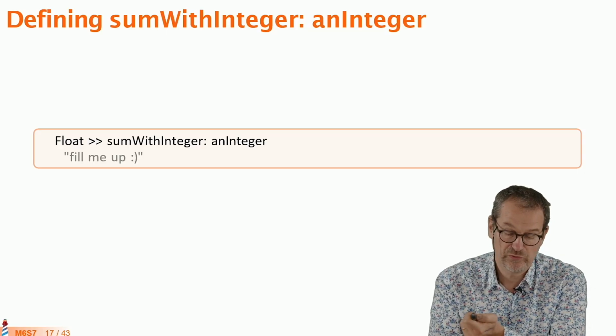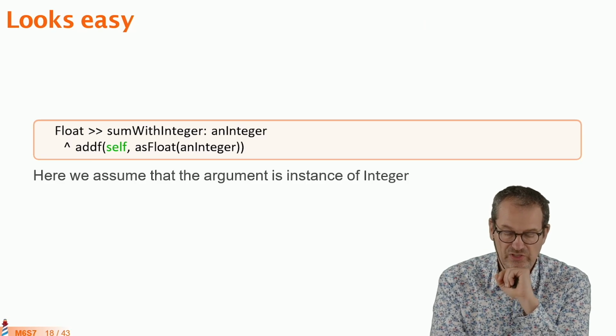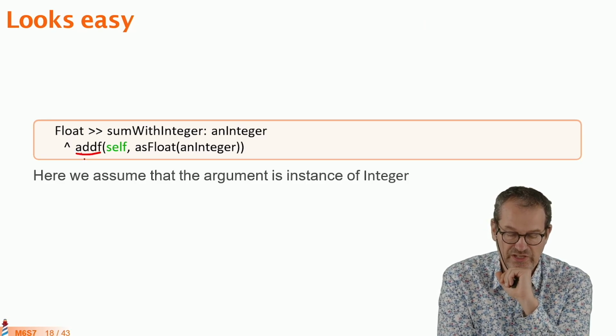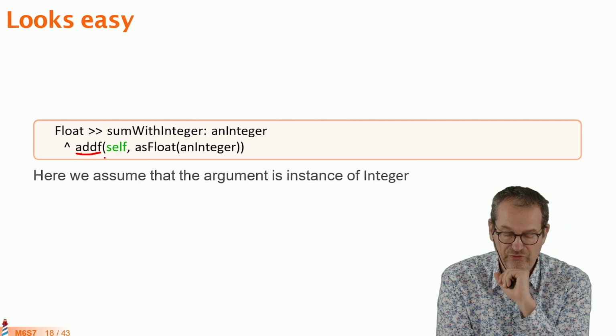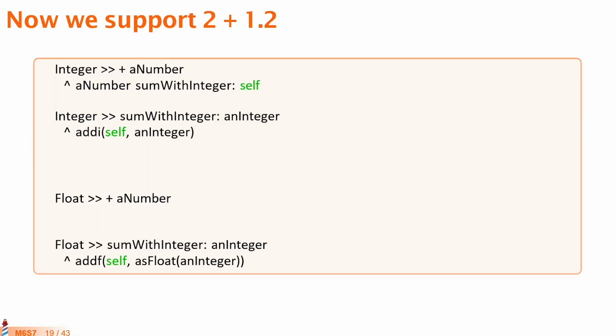Take a moment. Normally with the primitives, we know how to do it. So sum with integer on float is basically calling add float, with self a float, and to convert the integer as a float. And we have it. So now we have the solution.